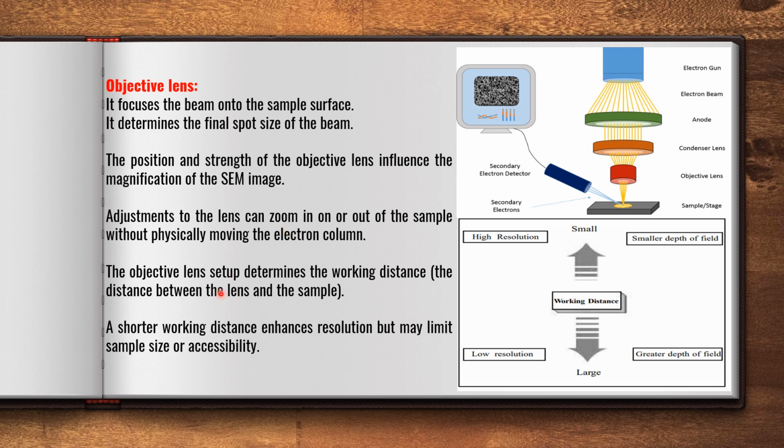So the objective lens setup determines the working distance, because working distance means the distance between the objective lens and the stage. If the distance is more, it covers more area, and less resolution is possible. If the distance is closer, it covers only a limited portion, and resolution is more. That is, a clear image is possible, and we can even differentiate the smaller particles. So this is about the role of the objective lens in getting the image.